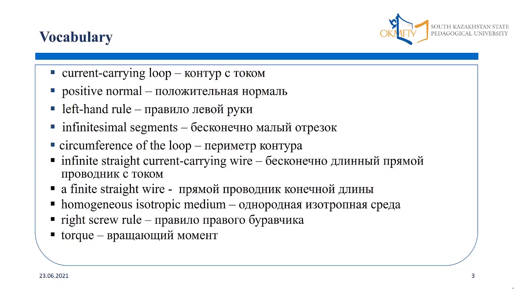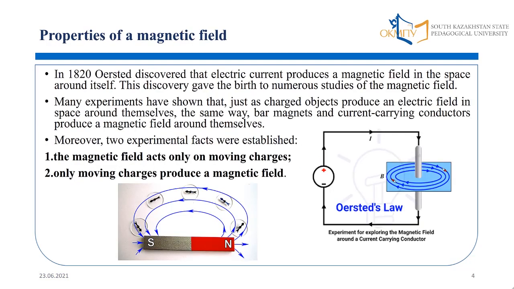To understand this lecture, you will need the following vocabulary: current-carrying loop, positive normal, left-hand rule, infinitesimal segments, circumference of the loop, infinite straight current-carrying wire, a finite straight wire, homogeneous isotropic medium, right screw rule, torque.